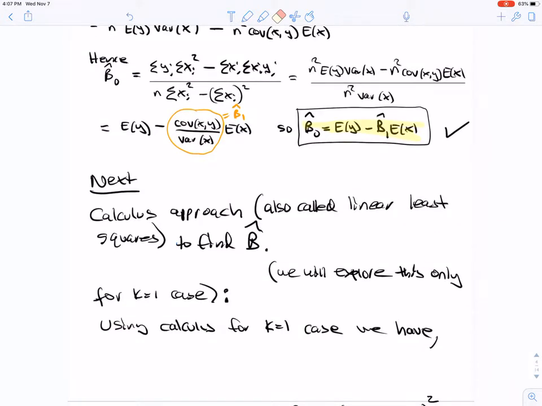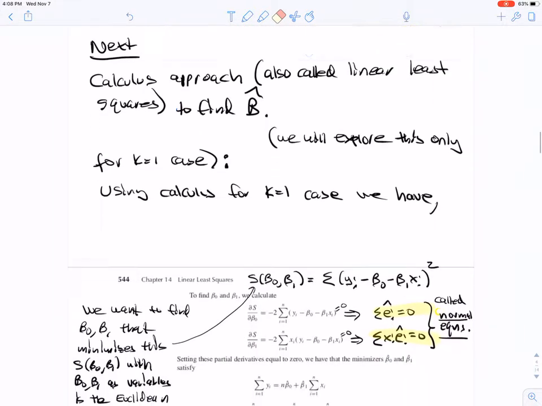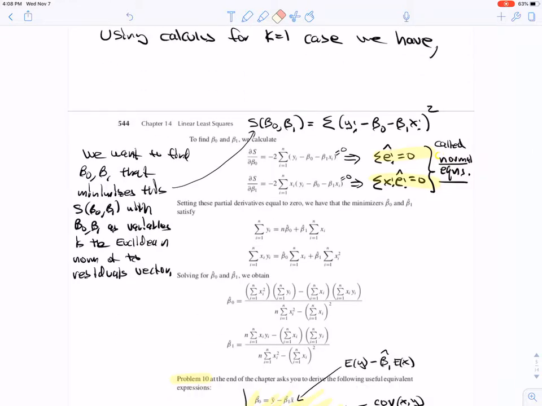So next, I wanted to go through the calculus approach, also called linear least squares, for finding beta hat for the simple linear regression case. To do this more generally, you would need to do calculus in multivariables, which involves gradients and Jacobians and all that good stuff. But I think that geometric argument will suffice for us there. So we'll just do this for k as 1. But anyway, you'll get the flavor of it from this.